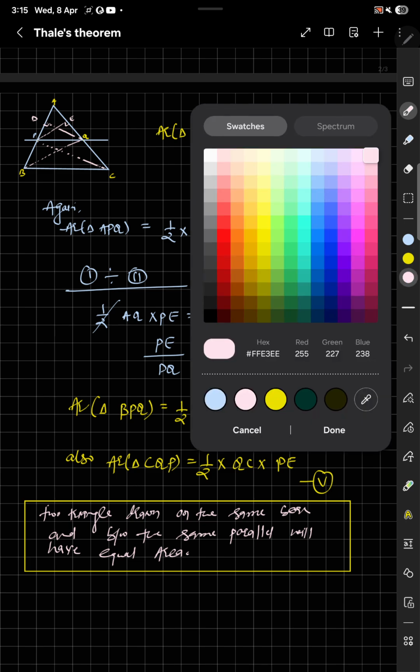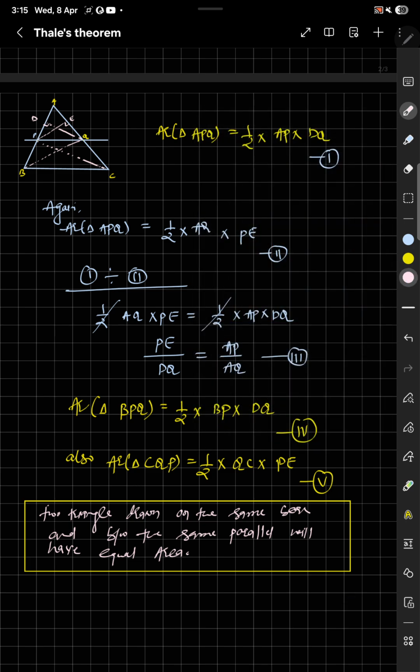If two triangles are given to you that are drawn on the same base and between the same parallels, they will have equal area, right? So we will use this concept here.